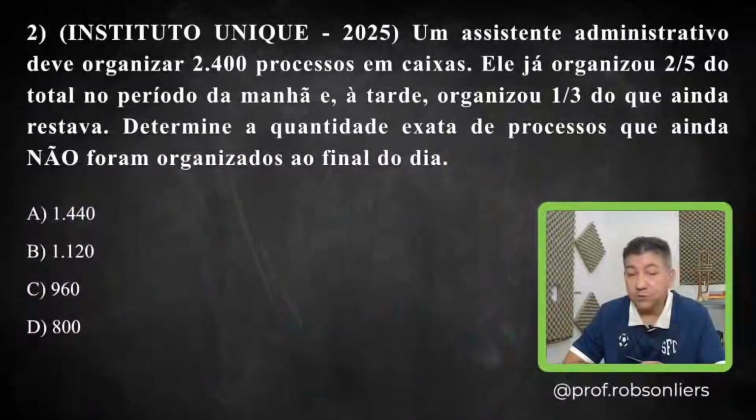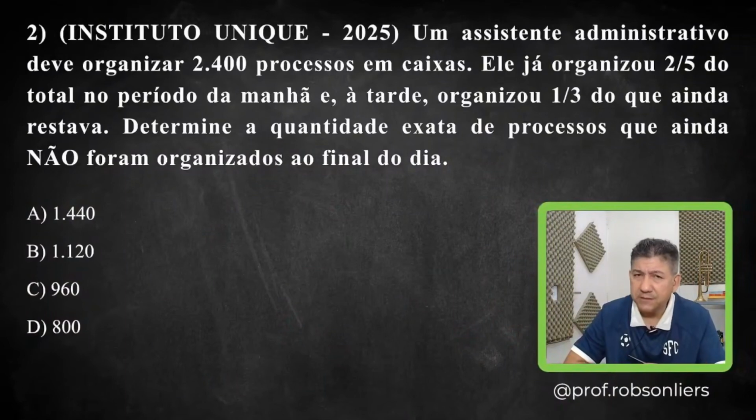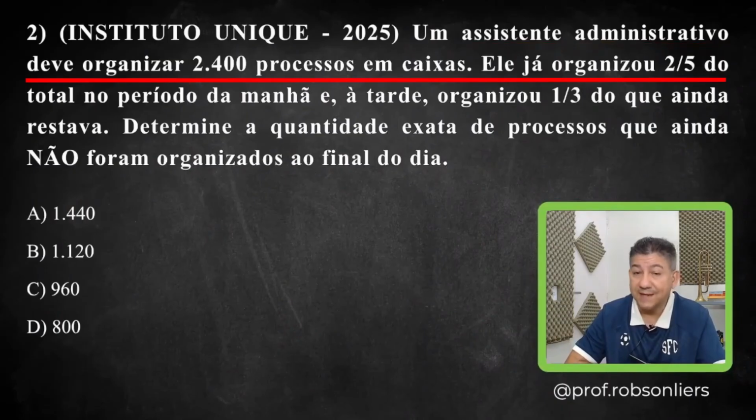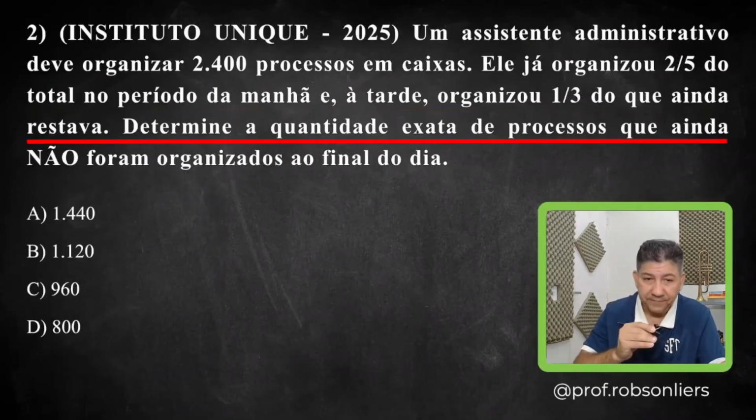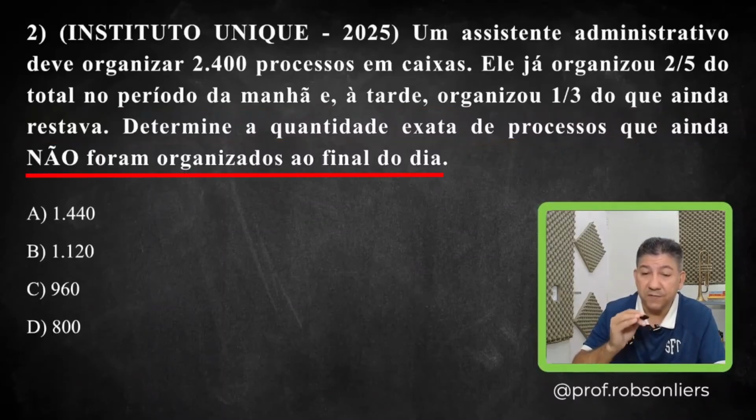This second problem is from Instituto Unique, now from 2025, which says the following. An administrative assistant must organize 2,400 files into boxes. He already organized 2/5 of the total in the morning, and in the afternoon he organized 1/3 of what was left. Determine the exact number of files that have not yet been organized by the end of the day.